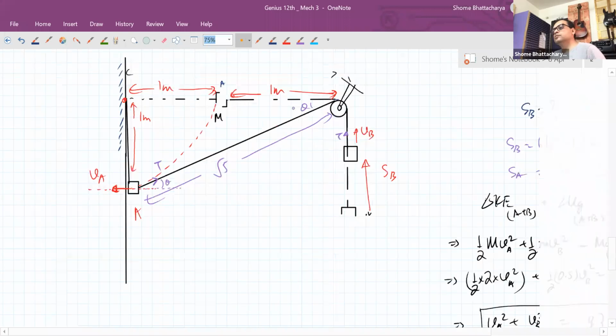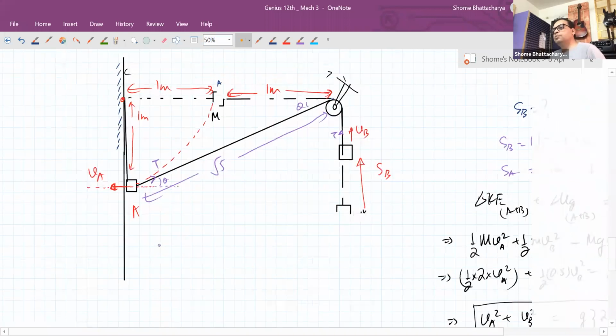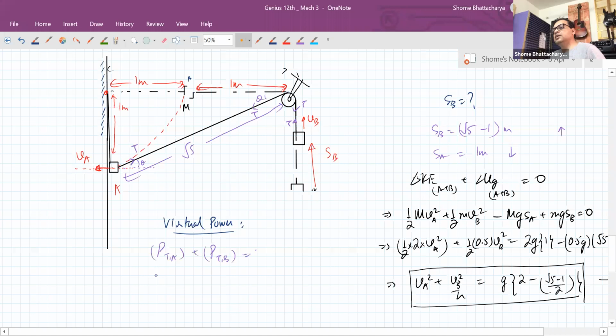So tension is not delivering any power at the pulley. So power delivered by tension at A plus power delivered by tension at B should be 0. So minus T VA cos theta plus T VB should be 0. So VB should be equal to VA cos theta. In this case, it means that VB should be equal to VA into cos theta. From the diagram you can see that cos theta is 2 by root 5. So that becomes our second equation, the constraint relation.